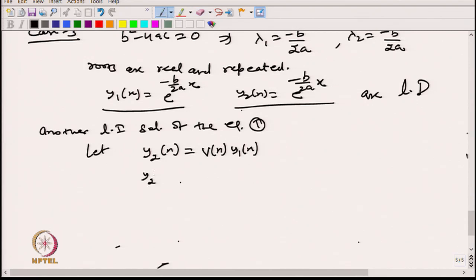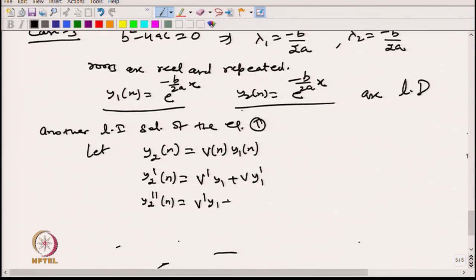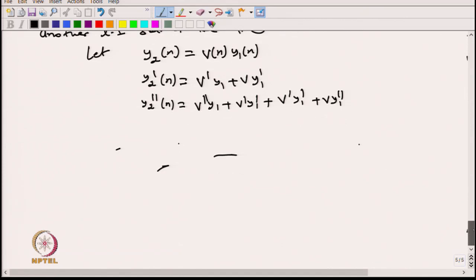So, my y2 dash, taking the product rule, will become v dash, skipping writing x again, but it is understood as a function of x. So, I will write v dash y1 plus v y1 dash. This is the first derivative, and the second derivative will be v dash y1 plus v dash y1 dash plus v dash y1 dash plus v y1 double dash. So, this is the second derivative we have taken.